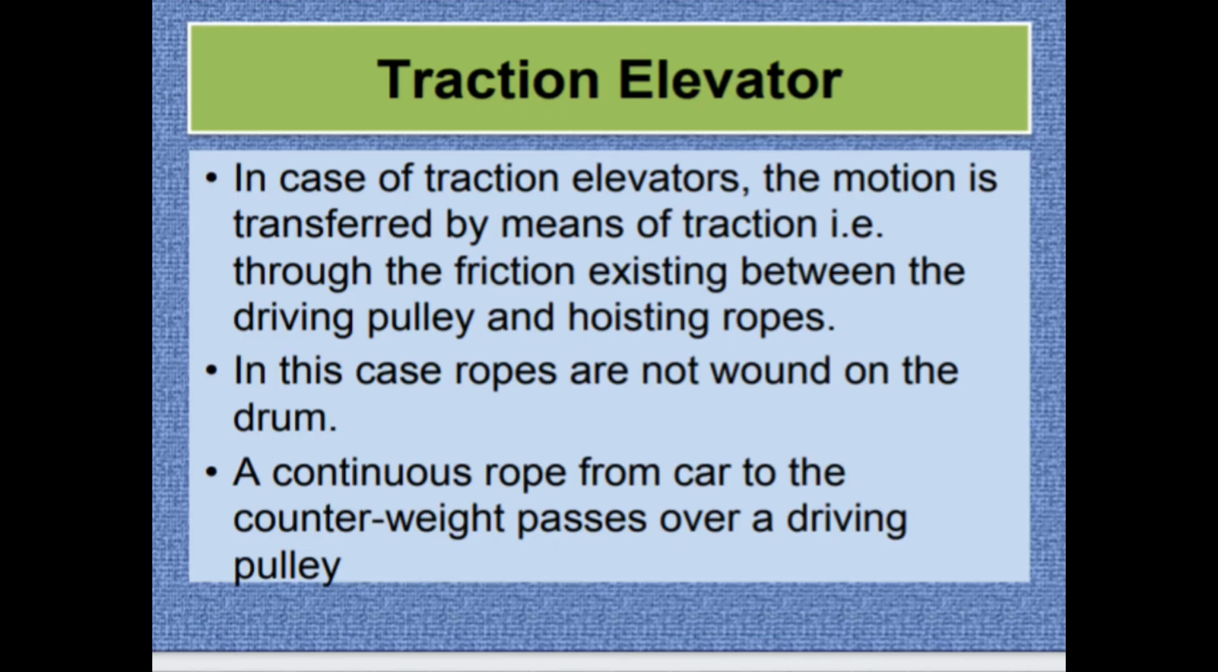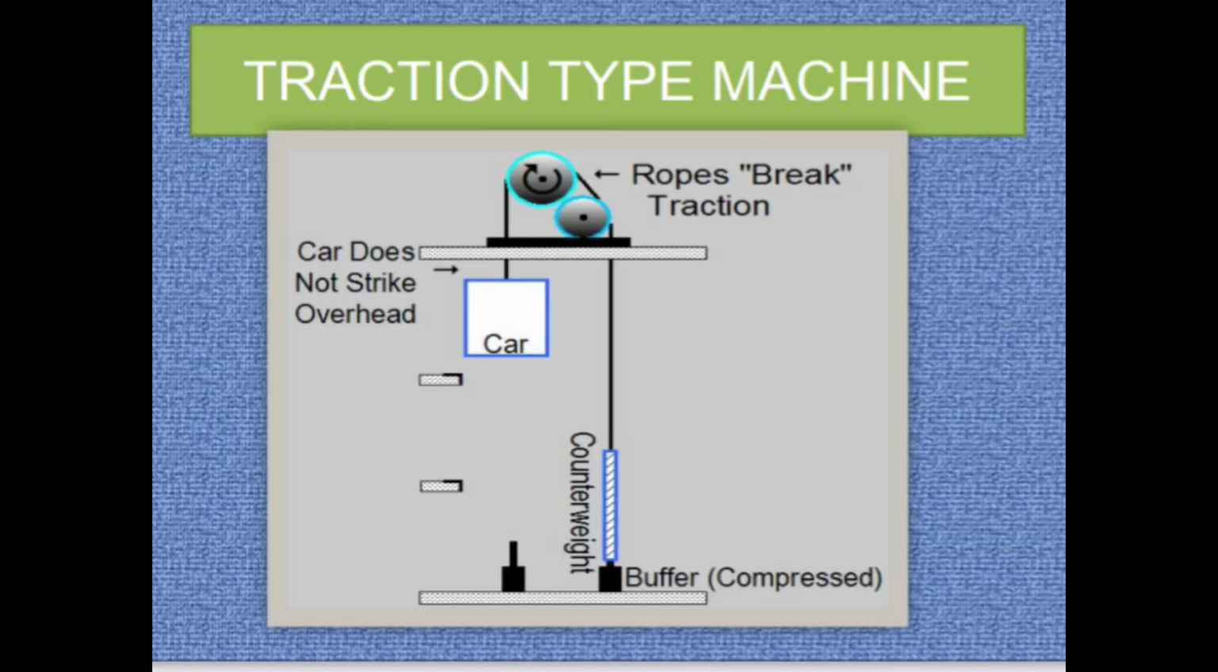Then the second type is the traction elevator. First is drum elevator and then the second is traction elevator. In case of traction elevators, the motion is transferred by means of traction, that is through the friction existing between the drive pulley and hoisting ropes. In this case, ropes are not wound on the drum. A continuous rope from car to the counterweight passes over a driving pulley. So this is the traction elevator and the traction machines.